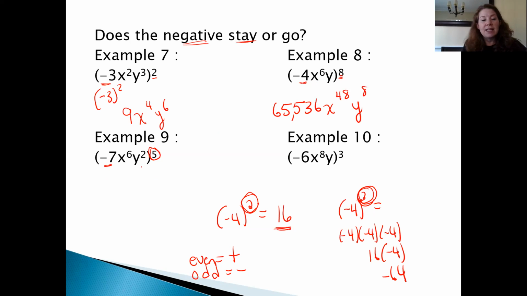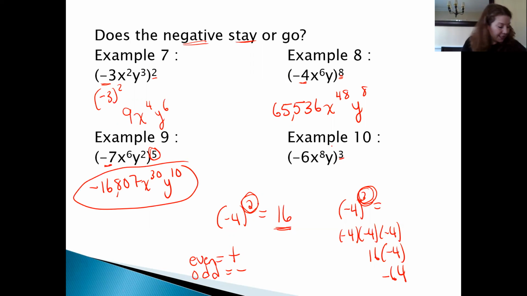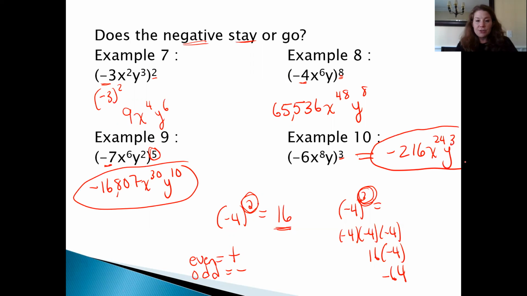Here we have a negative raised to an odd, so we're going to end up having a negative answer. So it's negative 16,807. And then we're going to multiply 6 times 5 and 2 times 5. And on this one, negative 6 raised to the 3rd power. It's going to be negative, my screen's getting awful messy, negative 216x to the 24th y cubed. That is our answer. Hope that makes sense, you guys.